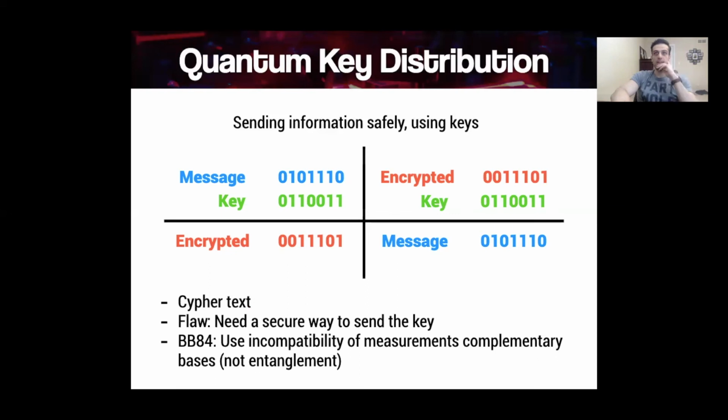So one way to do it is through the BB84 protocol. What it does is it uses the incompatibility of different measurement bases to securely transmit a key. I put here in brackets "not entanglement," because I think that's one of the main misconceptions of the BB84 protocol: that it's entanglement that's the resource that allows you to securely transmit the information, but it's not that.